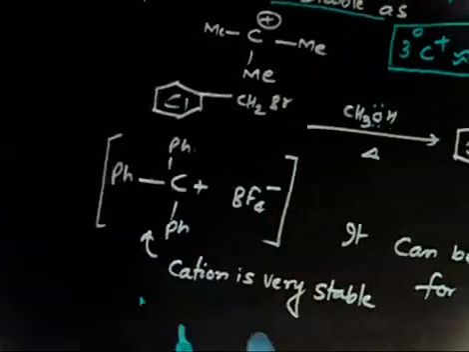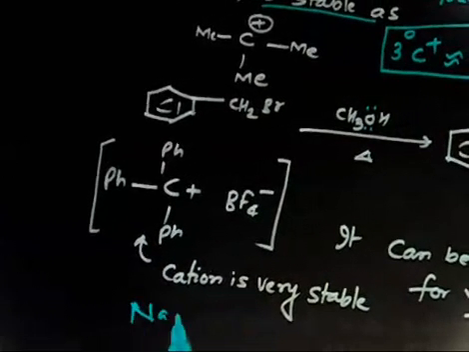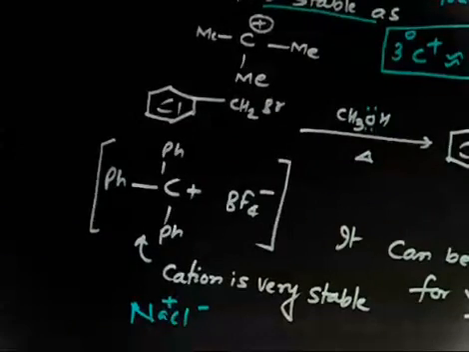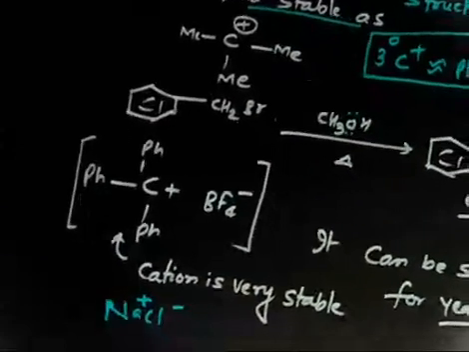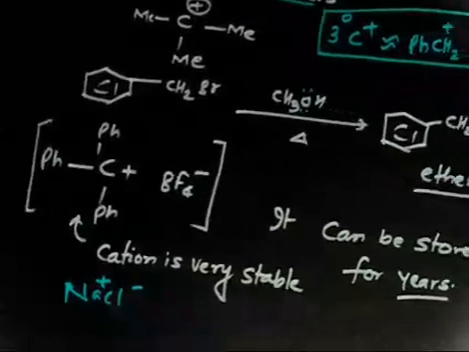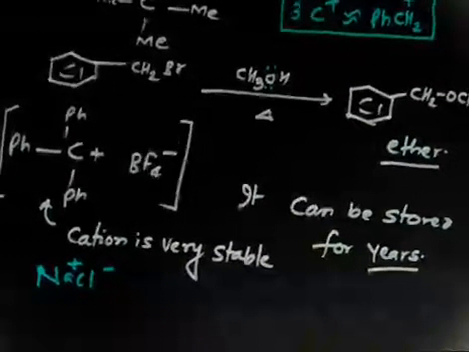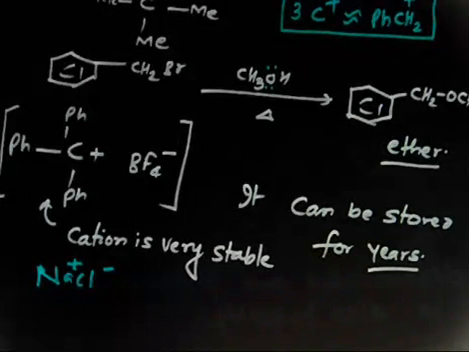Like NaCl, you have an ionic form of NaCl. Similarly, this cation exists in salt form. Generally, cations are not isolable, but this cation is isolable. This means you can isolate this cation and store this carbocation. Generally, carbocations cannot be stored. Their lifetime is very low. But this carbocation is so stable, it can be stored for years.